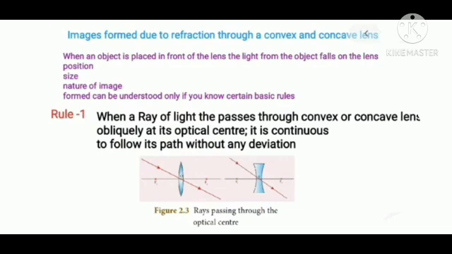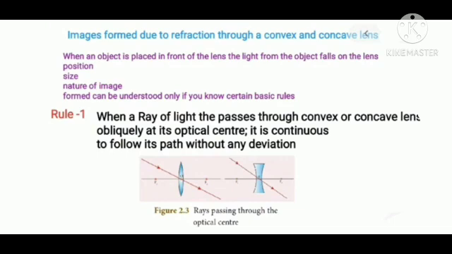Images formed due to refraction through a convex and a concave lens. When an object is placed in front of the lens, the light from the object falls on the lens and we can get the position, size, and nature of the image formed. That can be understood easily when we know the basic rules.